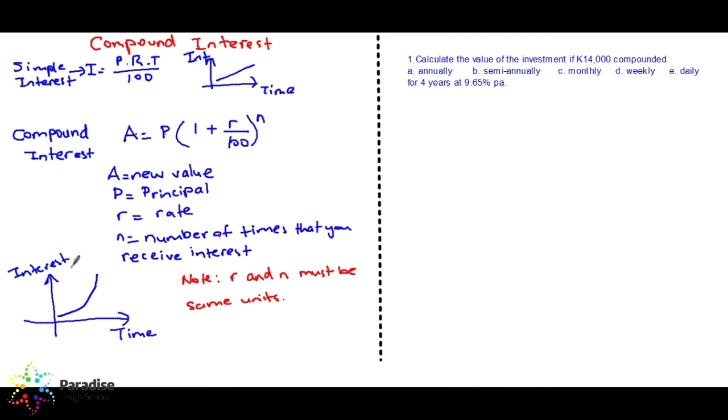So, what about the graph of compound interest? The graph of compound interest, over time, is going to be an exponential graph. Why? Because the amount of interest changes over time. Every year, you receive more interest than the previous year. Therefore, it is not a straight line, but an exponential curve.